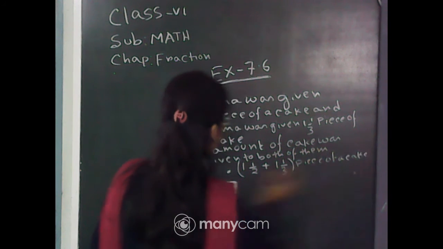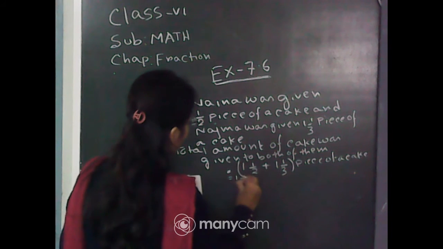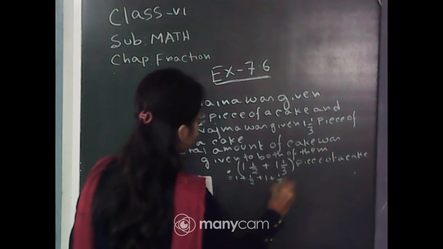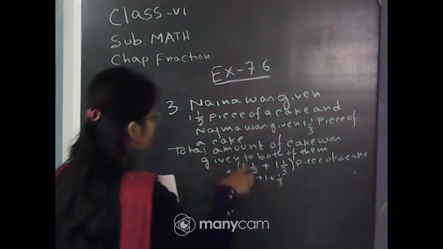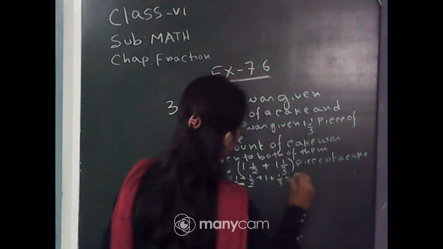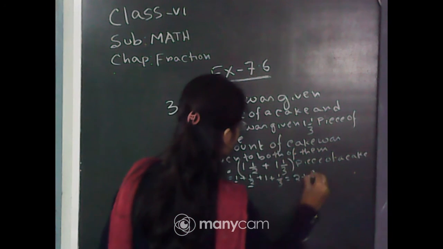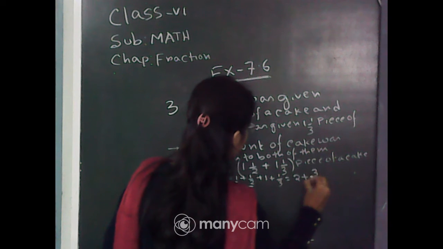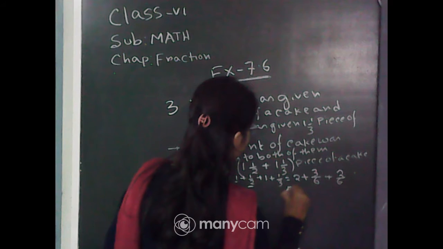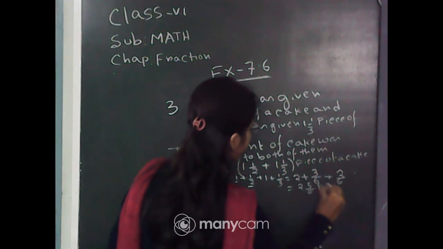Now, this is equal to 1 plus half plus 1 plus 1/3. We write this mixed fraction as 1 plus half because 1 whole and half fraction. Therefore, this is equal to 2 plus, now LCM of 2 and 3 is 6. Therefore, this is equal to 3 divided by 6 plus 2 divided by 6, that is 2 wholes and 5/6 piece of a cake.